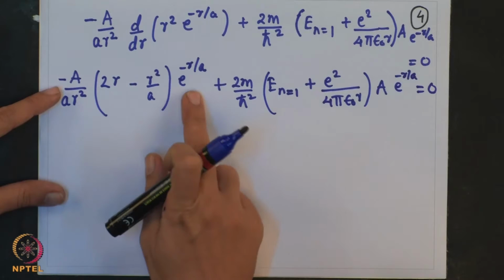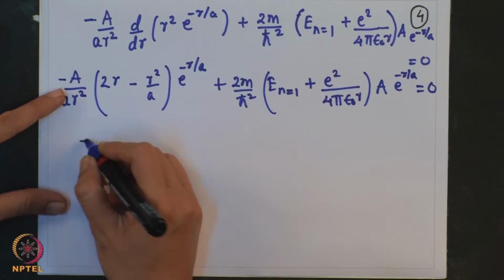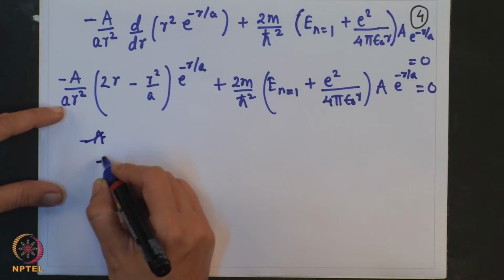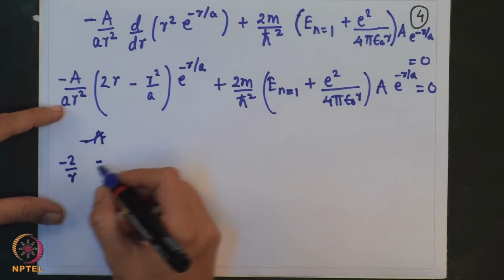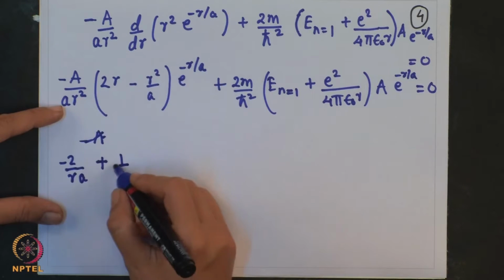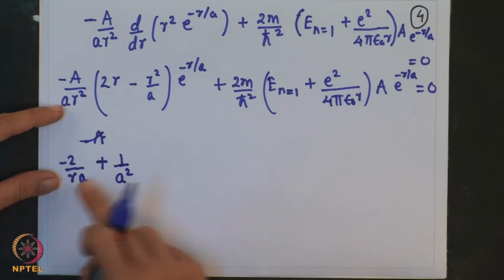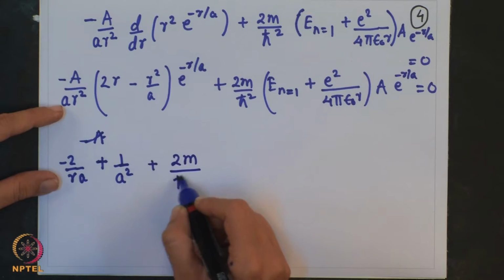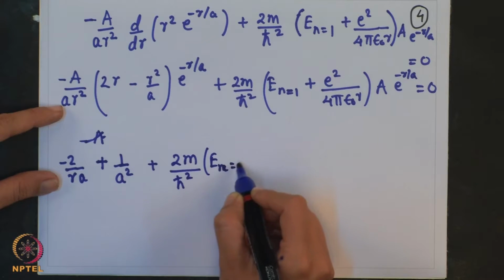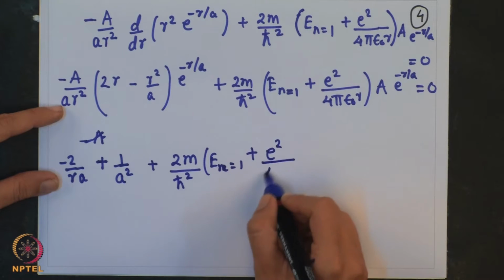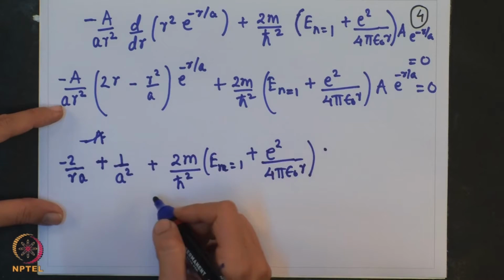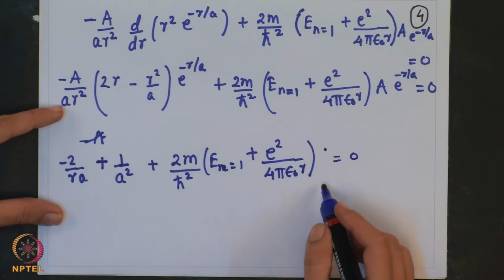Now, in the next step we can actually take these wave functions out. So, I have a, I have to take a out. So, I will have 2 minus 2 pi r first term times a, then the next term will be plus 1 by a square, because r square will get cancelled. So, I will have first two terms of the first term plus I will have 2 m upon h cross square E equal to 1 plus E square upon 4 pi epsilon naught r times the wave function. So, this entire quantity is equal to 0, this coefficient is equal to 0.